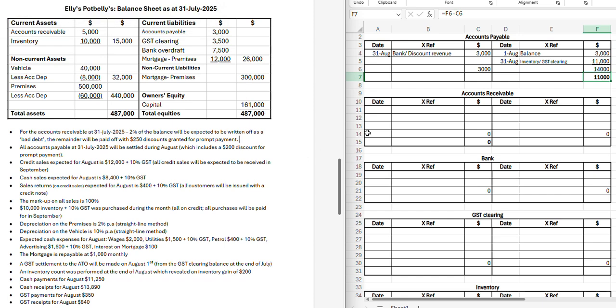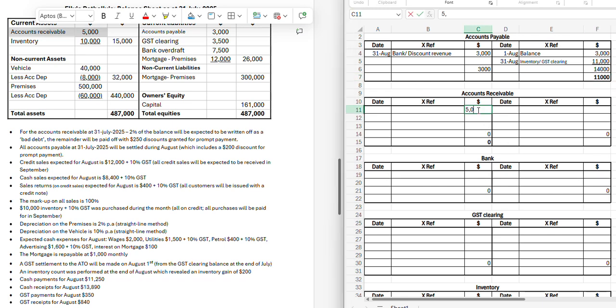Moving on to accounts receivable. Accounts receivable is an asset, represents a future economic benefit. These credit customers are going to pay us funds sometime in the next 12 months. So our opening balance for accounts receivable, 5K on the debit side of the balance sheet. So it goes on the debit side of our GL account.